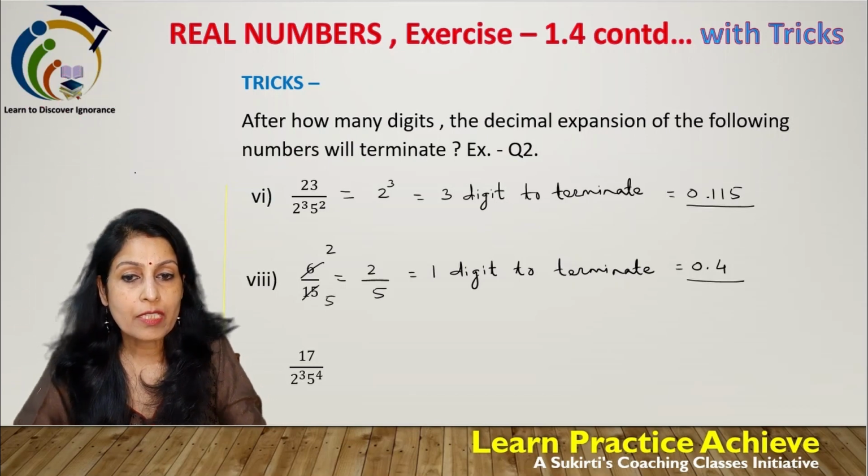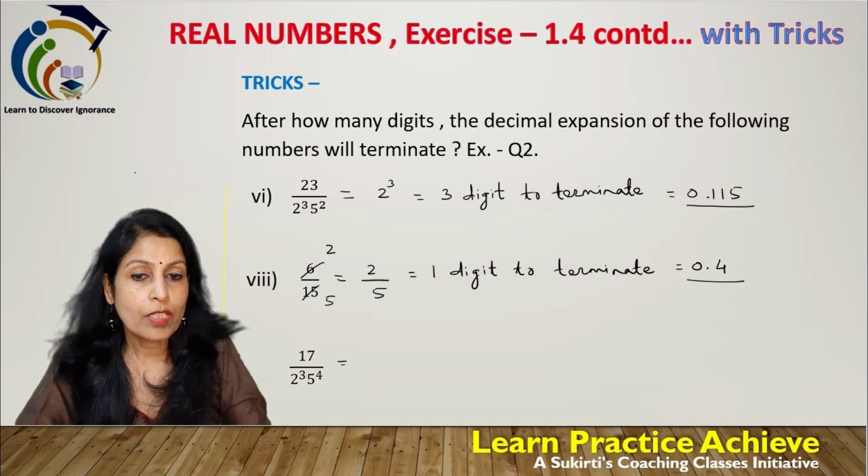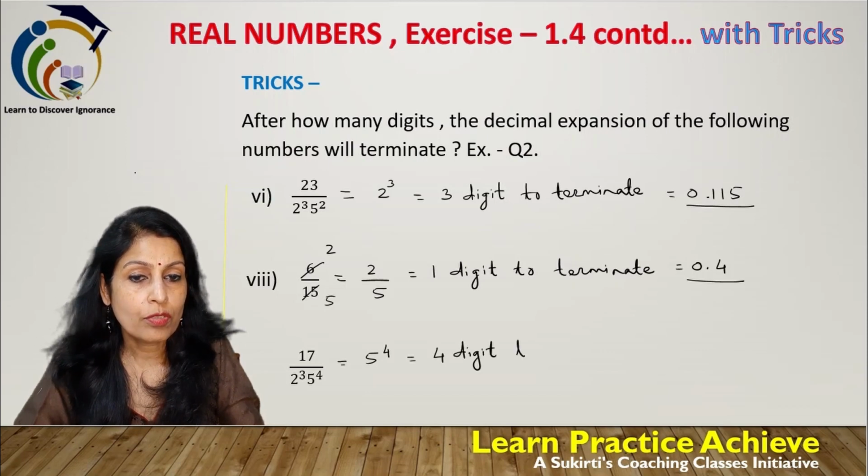Last part, that is 17 upon 2 to the power 3 and 5 to the power 4. So if you check this number, what is the highest power? Highest power is the power of 5, that is 4. So it will terminate after 4 digits. It means the remainder will come 0 after 4 digits.